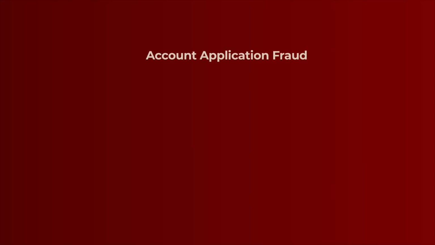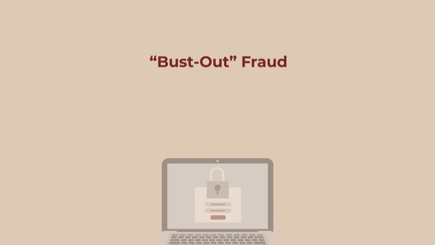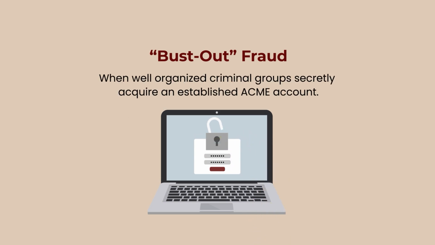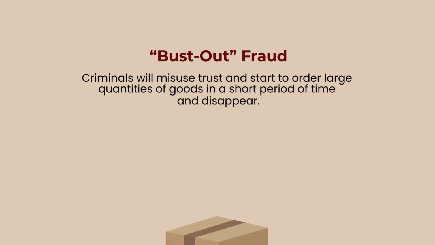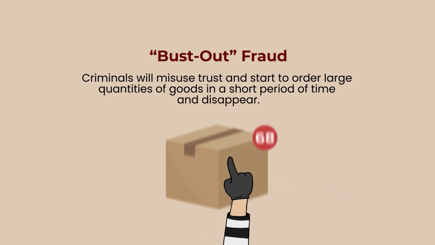An account application fraud is when a false company application is received to become a customer. If accepted, criminals will order goods and disappear. A bust-out fraud typically happens when well-organized criminal groups secretly acquire an established ACME account. Criminals will misuse trust and start to order large quantities of goods in a short period of time and disappear.